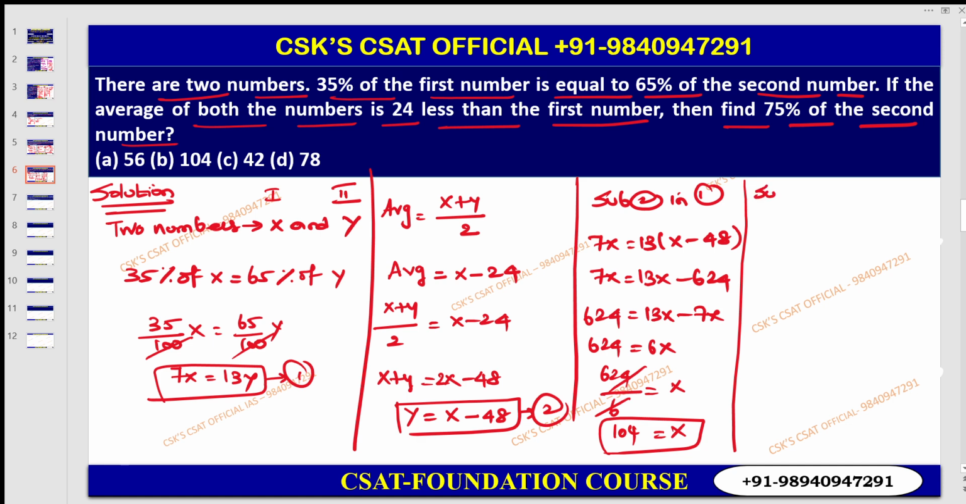Now we have to find the y value. So substitute in the 2. So y is nothing but 104 minus 48. So then y becomes 56. After finding y, read the data here.